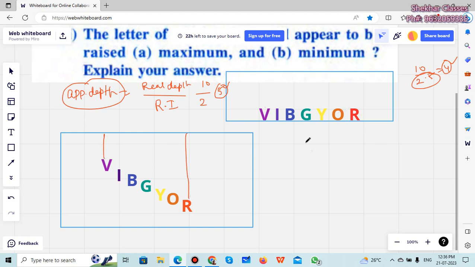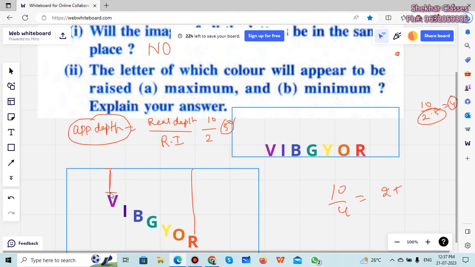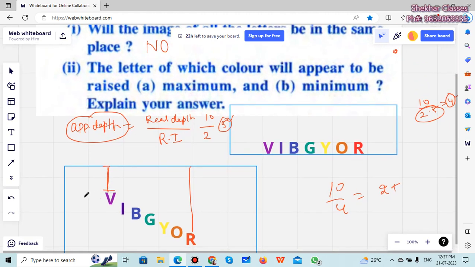Let's say violet has the refractive index 4, just taking an example, it's not the actual value. So 10 divided by 4 will be 2.5. So the apparent depth is only 2.5. Then indigo has a lower refractive index. The letter which will appear raised the most will be violet, then indigo, then blue, then green, then yellow, then orange, and the last one red.